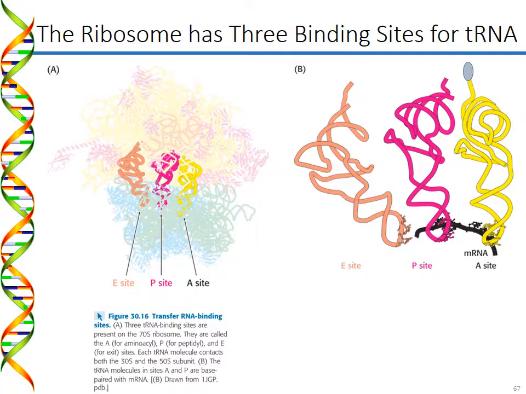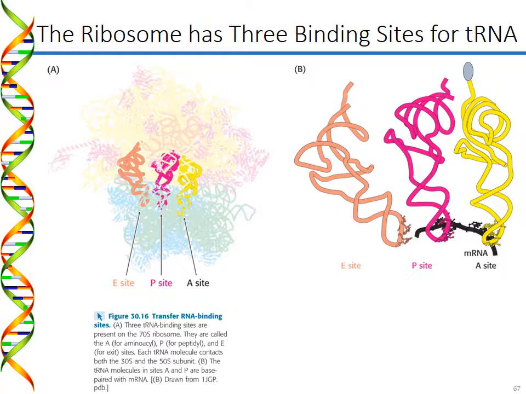So the 3 tRNA binding sites are called the E site, P site, and A site, or reading in the direction where they first encounter the mRNA, they would be the A site, which is the aminoacyl, the P site, which is the peptidyl, and the E site, which is the exit.